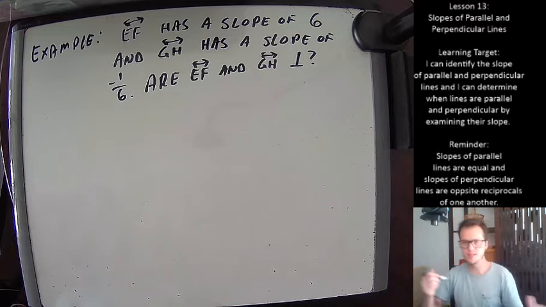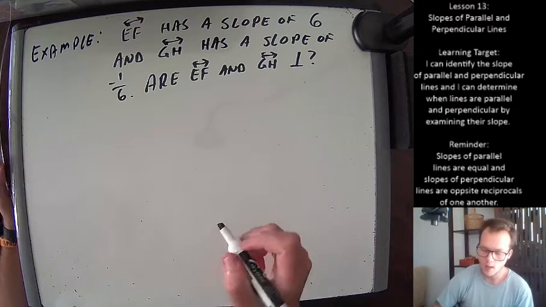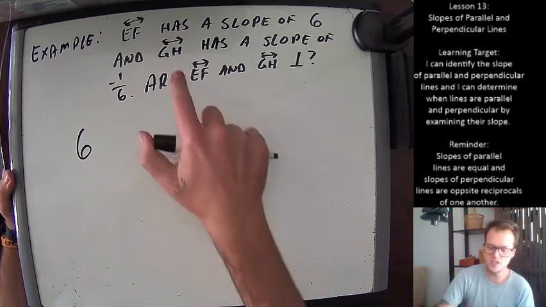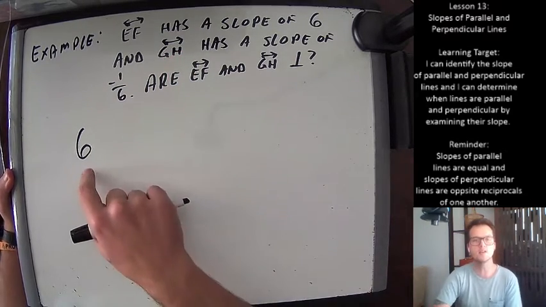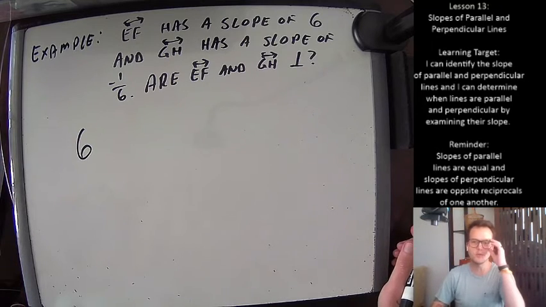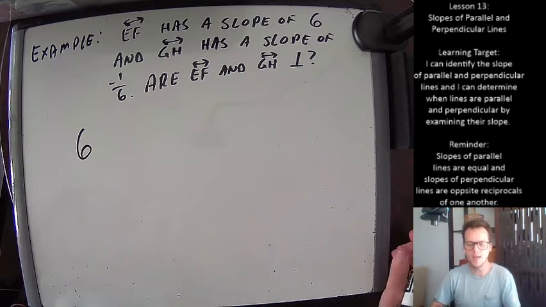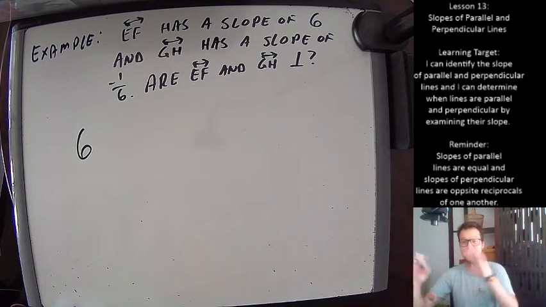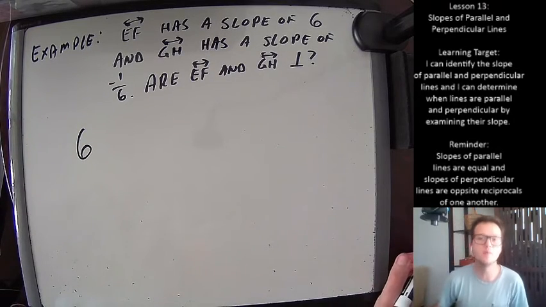If you answer a question like this with just yes or just no, that's not correct. I need to know why. So let's figure it out. EF has a slope of 6, and if GH is going to be perpendicular to this, it's going to be the opposite reciprocal. So let's start with 6 and find the opposite reciprocal, and if it matches this, then they're perpendicular. If it doesn't match, if it's anything else, then they are not perpendicular.